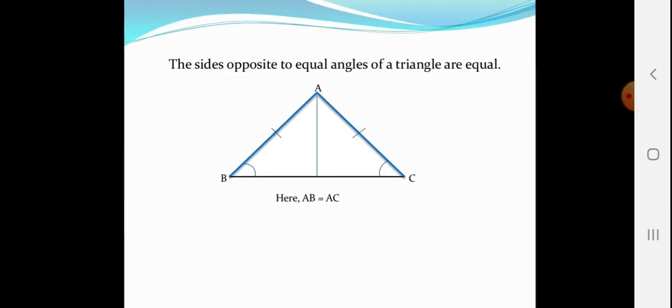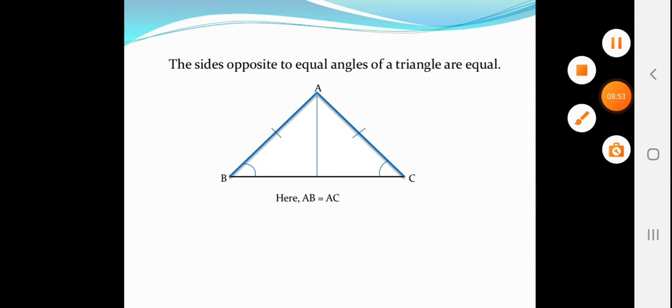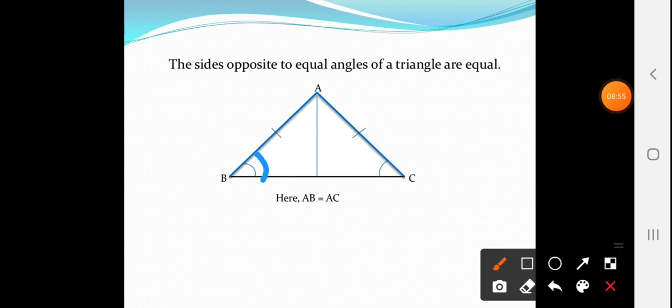The sides opposite to equal angles of a triangle are equal. That is the converse of it, right? So how would I explain? Here angle B and angle C are given equal. So the side opposite to B is AC and the side opposite to angle C is AB. So I would say that AB is equal to AC.